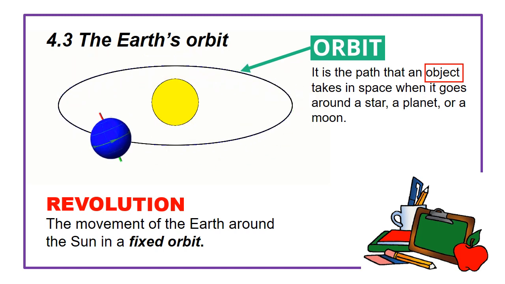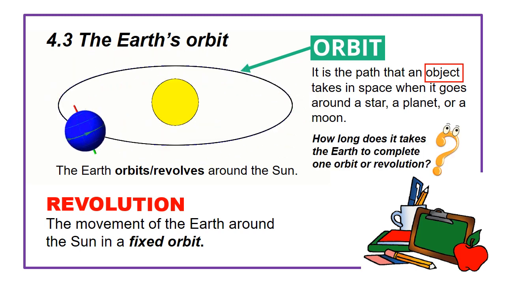Now, orbit can be a noun or a verb. If it is used as a noun, then it refers to the path. But if it is used as a verb, it refers to the movement. Thus, the same as the word revolve, the root word of revolution. Hence, we can say, the Earth orbits around the Sun, or the Earth revolves around the Sun.